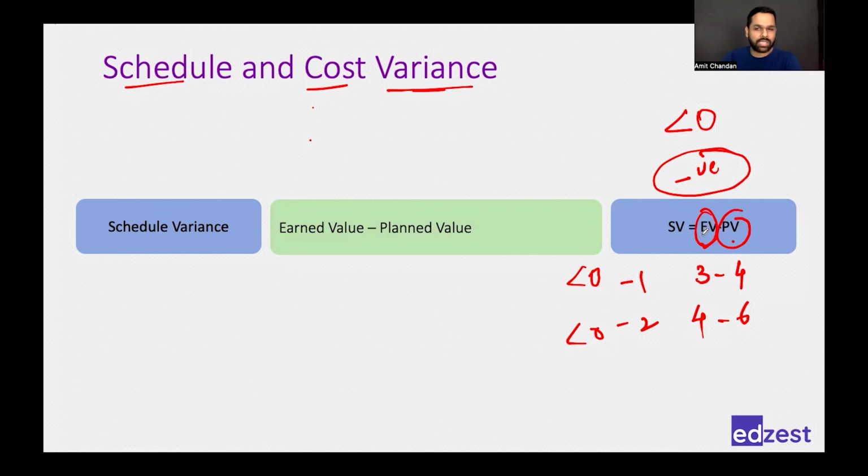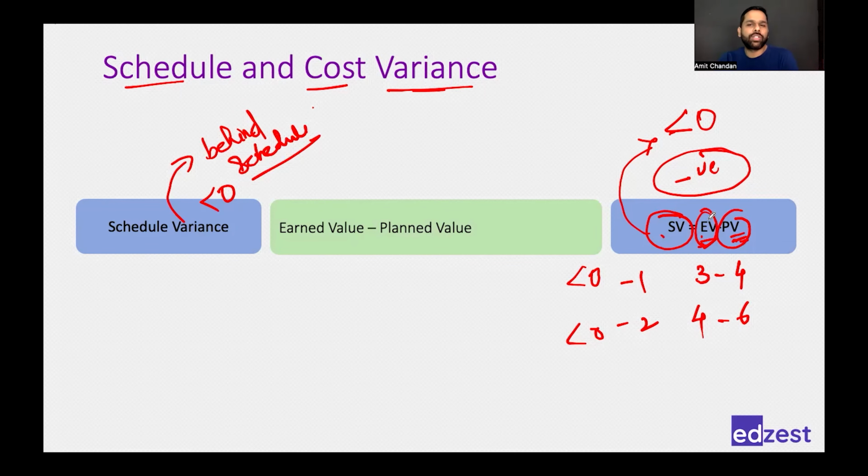If my earned value is less than my planned value, naturally, by simple subtraction, my schedule variance is less than 0. So what does it tell us? It tells us that if my schedule variance is less than 0, which means my earned value is less than planned value, which also means my performance with respect to schedule is bad, which means I am behind schedule. So ultimately, if my schedule variance is less than 0, it means that I am behind schedule.